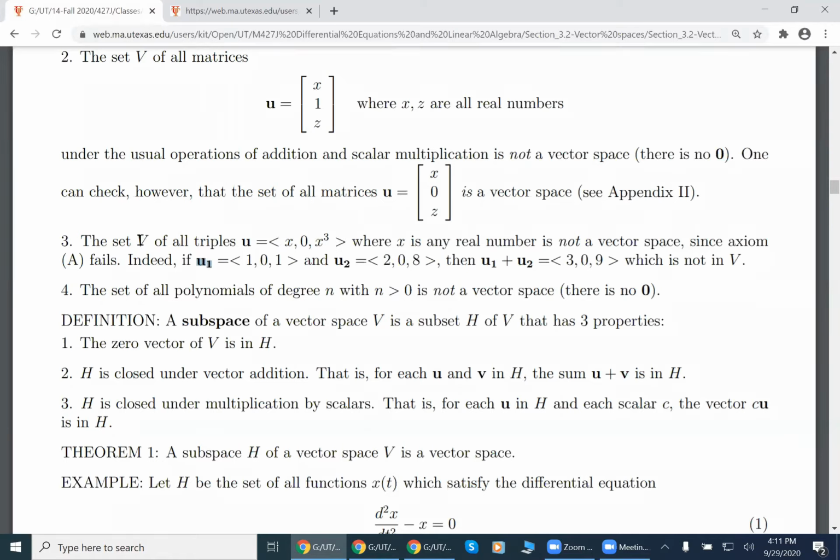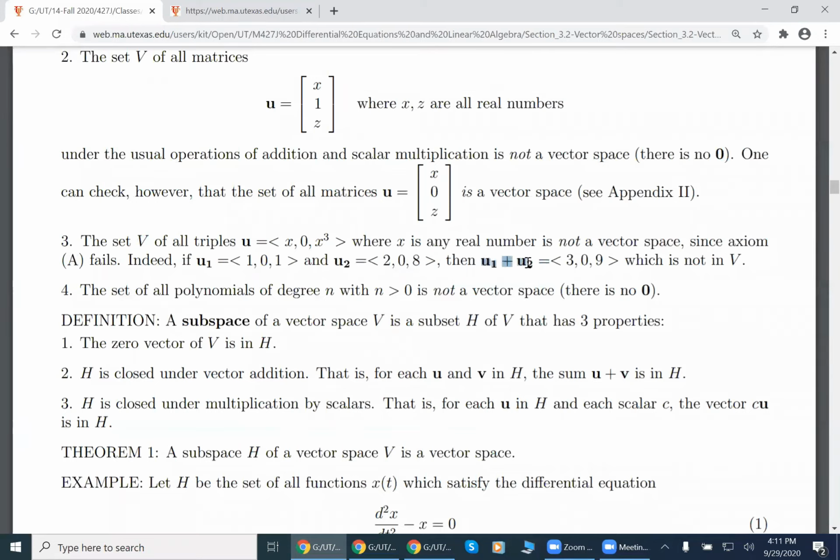U1 is from this set. Indeed, if you replace x by 1 here and here, you will get 1, 0, 1. Similarly, U2 is from V again. Indeed, if you replace x here and here by 2, you will get 2, 0, 8. However, U1 plus U2 is not from V, so axiom A fails.